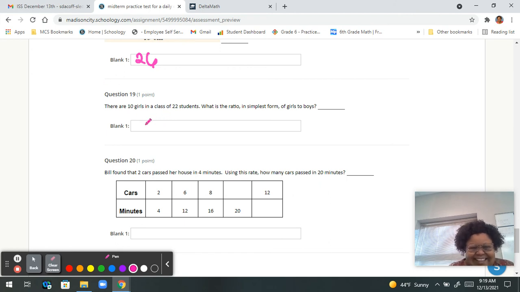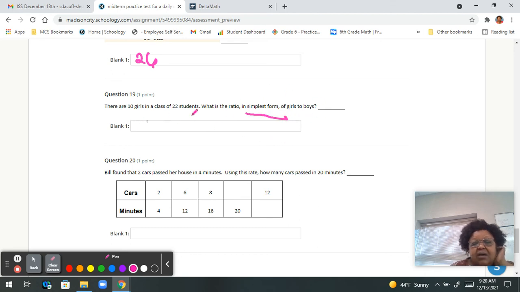Okay. Number 19, there are 10 girls in a class of 22 students. What is the ratio in simplest form? So you got to simplify, and a lot of you miss that. You didn't do it. It's just like a fraction. You got to simplify it.